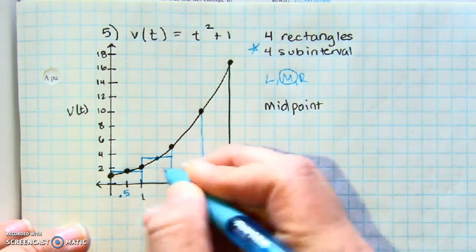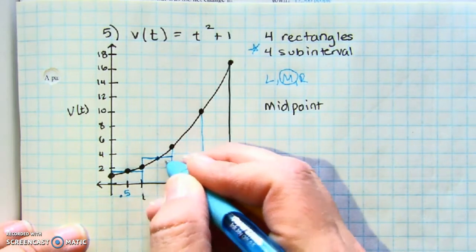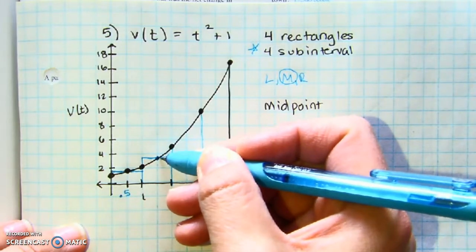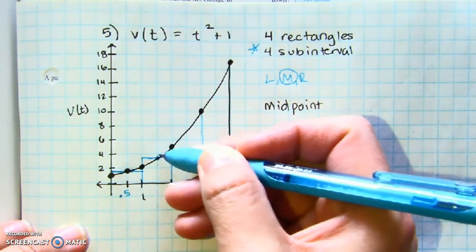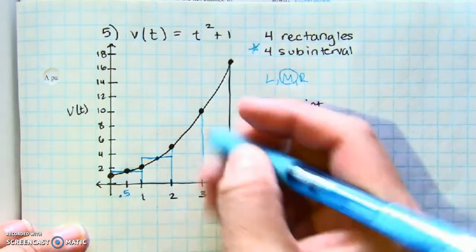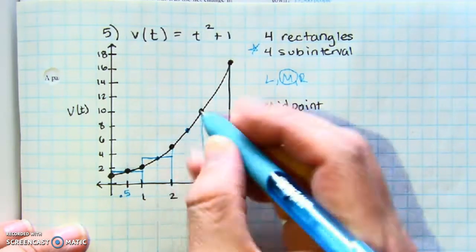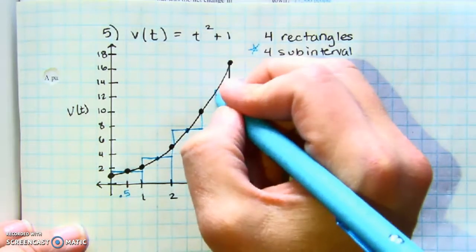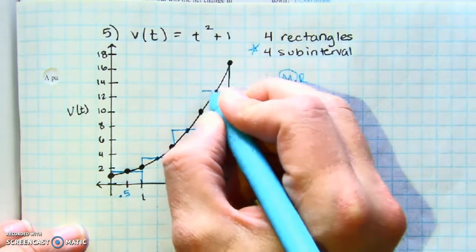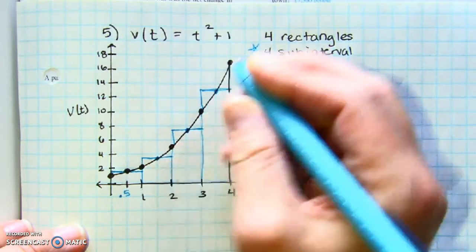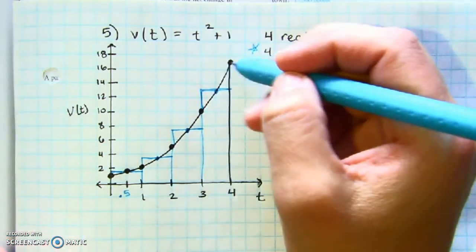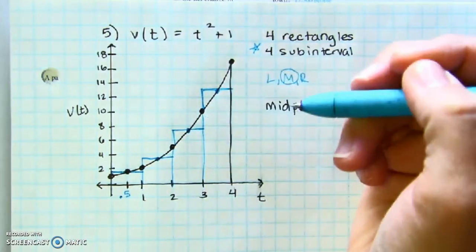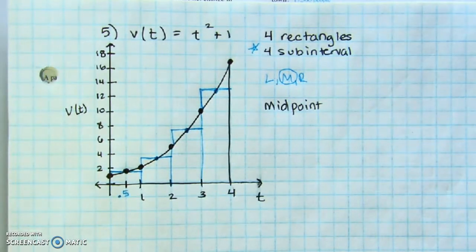Now, midpoint gives you a little bit more accurate of an approximation, but it's harder to find that number, right? Because I don't know what 1.5 squared plus 1 is, okay? I don't know what 2.5 squared plus 1 is. So I could do it by hand. We could always do our long multiplication by hand, but we need to get out the calculator. Whereas if we were doing a left or a right, we already found those points, right? We already did those.